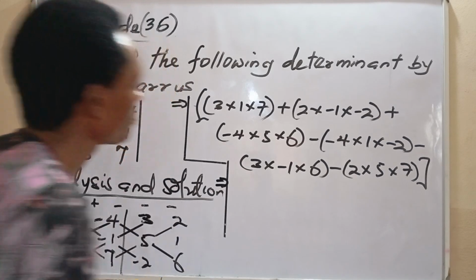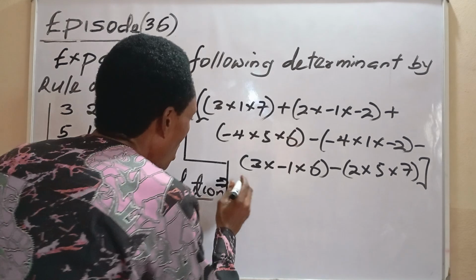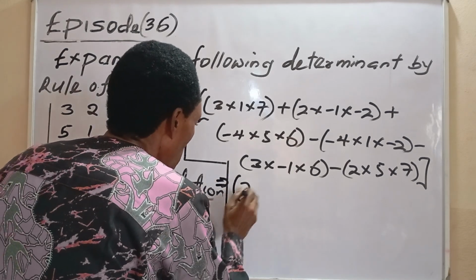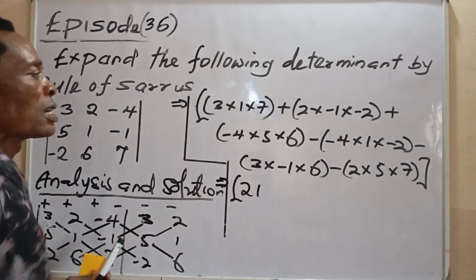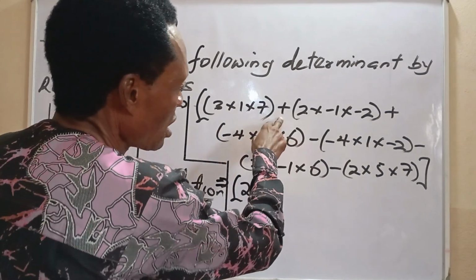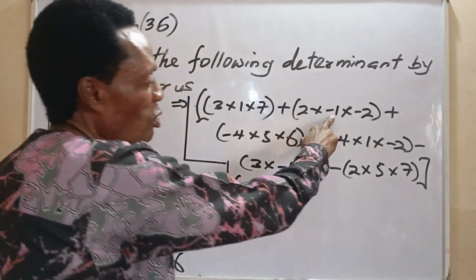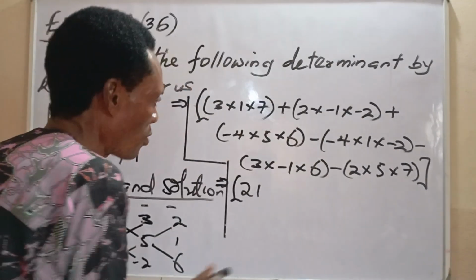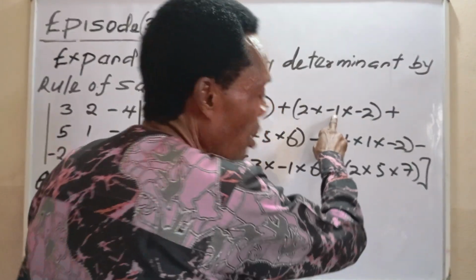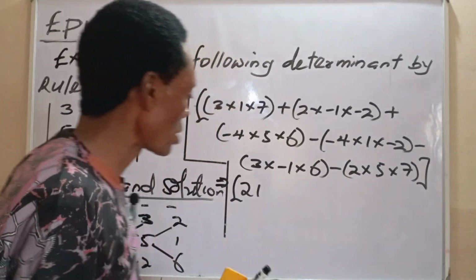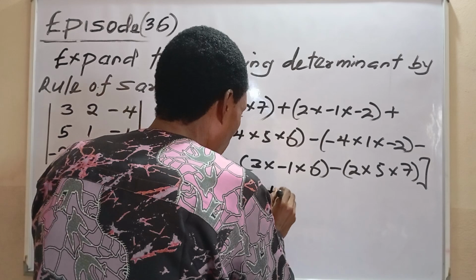So let's see. We have to multiply now. 3 times 1 times 7 will give you 21, because 3 times 1 is 3 and 3 times 7 is 21. Plus, this is plus. 2 times minus 1 will give you minus 2. Minus 2 times minus 2 will give you plus 4. So plus 4.